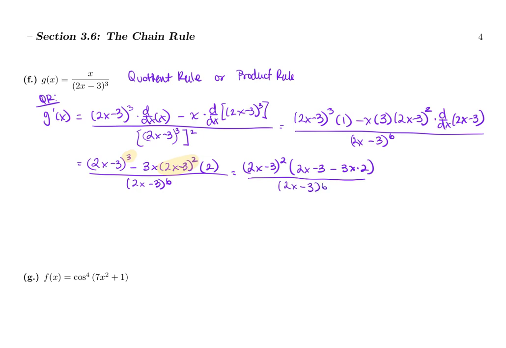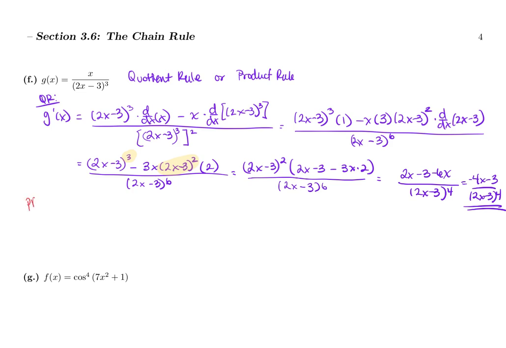to the 6th. So notice we have 2x minus 3 squared in the numerator and 2x minus 3 to the 6th in the denominator, so we can cancel out 2 of the 2x minus 3's in the denominator. So we end up with 2x minus 3 minus 6x all over 2x minus 3 to the 4th, which we would then end up making 2x minus 6x is negative 4x minus 3 over 2x minus 3 to the 4th. So that's what this problem would look like with a quotient rule.